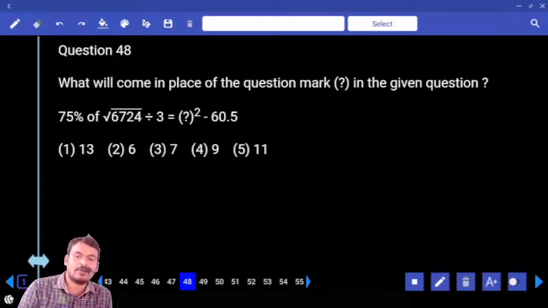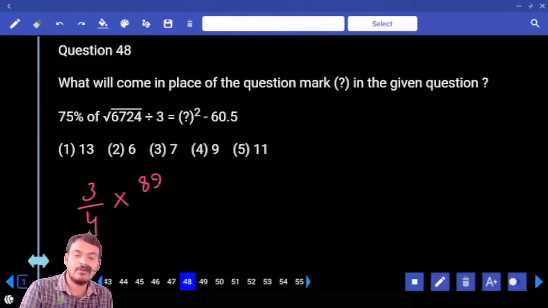Next, 48. 75% of square root of 6724 divided by which one? 3. Square root of 6724 means 72 or 78? 82. More than 80. 82. 75% means it is 3 by 4 or not? Into 82 or 88? 82. Divide by how much value? 3.